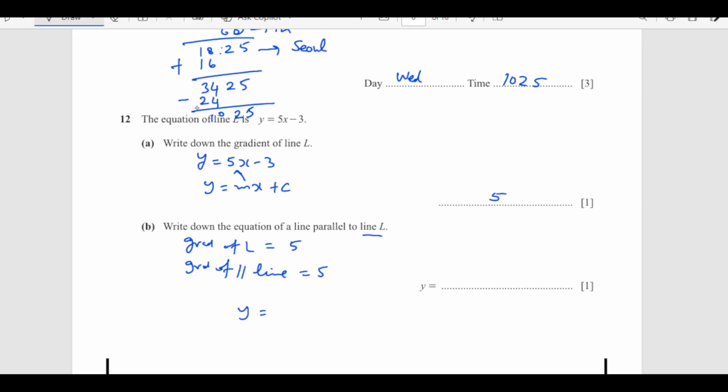So y is going to be mx plus c. Again it's going to be 5x plus c. c can have any value, so you can also write it as k, because it is going to give you different lines, right?